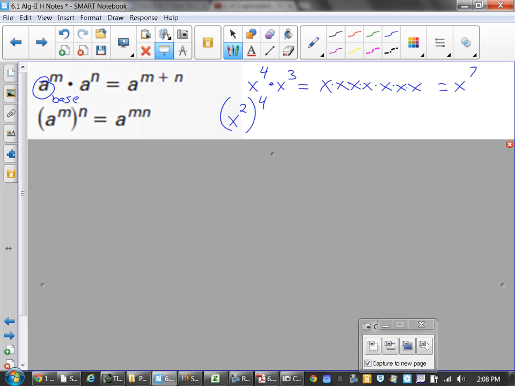Repeated addition is multiplication. So what you're doing here, instead of writing that out 4 separate times and then adding your exponents together, you're using the properties of multiplication, which is nothing more than repeated addition. All right? So this is just x to the 8th. When you have power to power, you multiply. Okay?